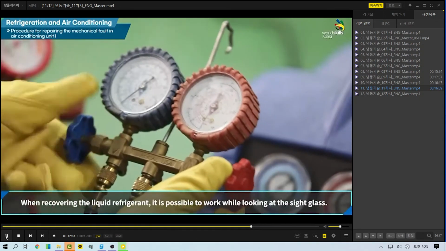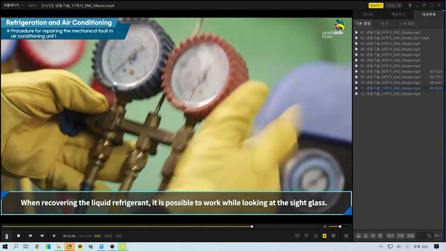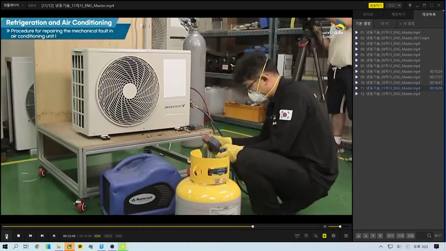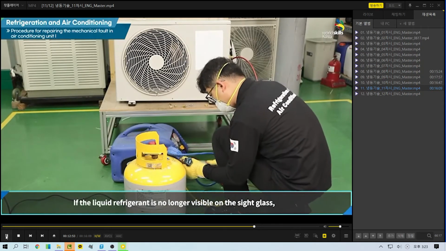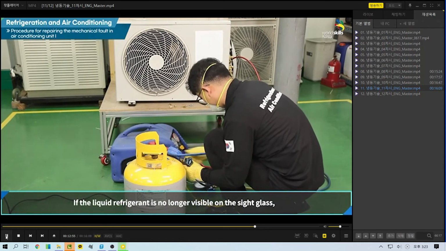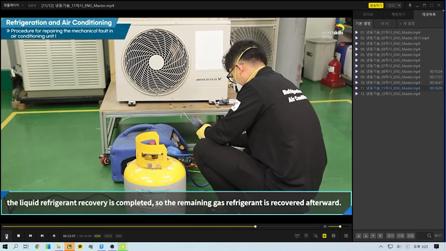When recovering the liquid refrigerant, it is possible to work while looking at the sight glass. If the liquid refrigerant is no longer visible on the sight glass, the liquid refrigerant recovery is completed, so the remaining gas refrigerant is recovered afterward.